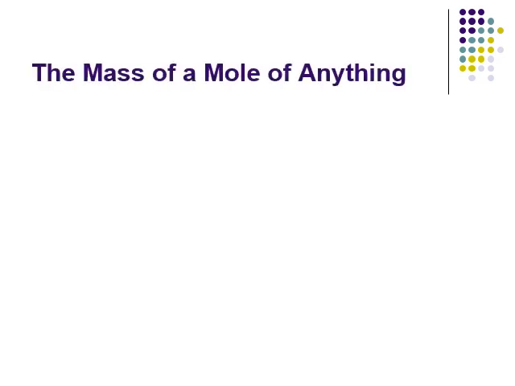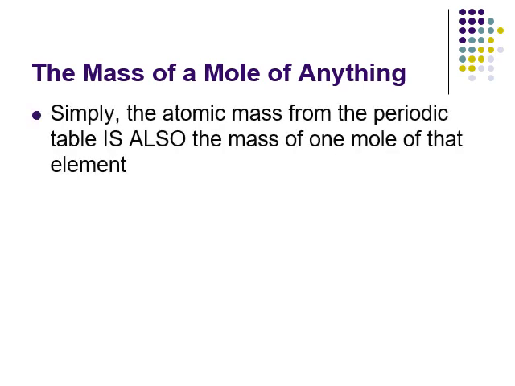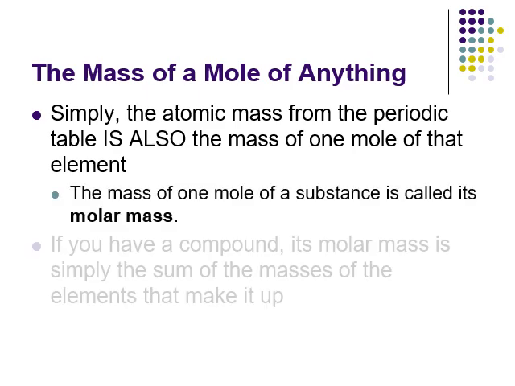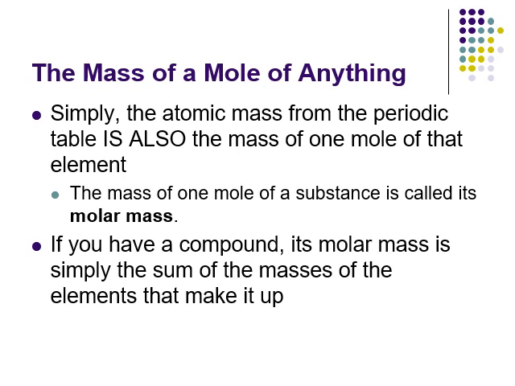Okay, so now we're going to branch off a little bit. So the mass of a mole. So if you look at the atomic mass on the periodic table, that number was designed so that it is also the mass of 1 mole of that element. And we call that the molar mass. So for instance, an oxygen molecule, each oxygen atom has an atomic mass of 16 grams. Oxygen is diatomic. 16 plus 16 is 32. So we said oxygen has a molar mass of 32 grams, or that there are 32 grams of oxygen for every 1 mole of oxygen.